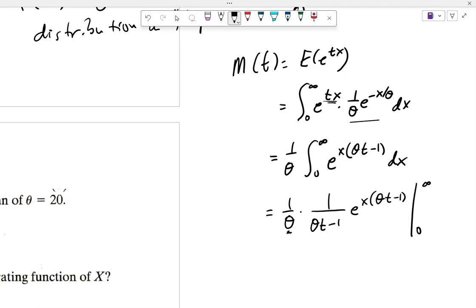Multiply by e to the tx. Oh, good Lord. I know where it went. I got a common denominator. You know what I forgot to write? The denominator. There's a theta there, isn't there? Okay. Sorry about that. That makes this piece go away. I knew it was wrong because I know what the answer is supposed to be.